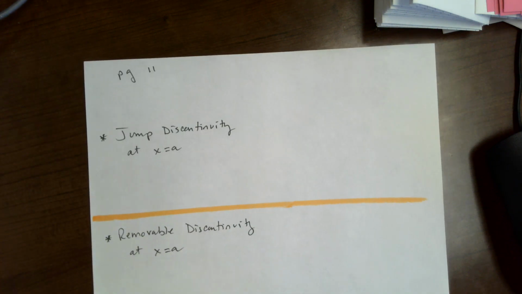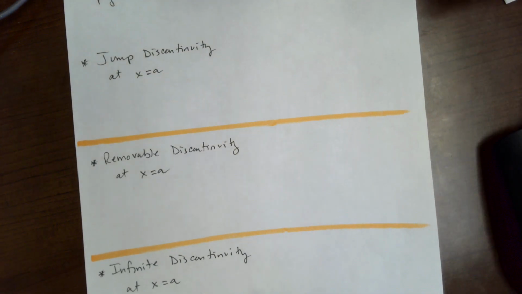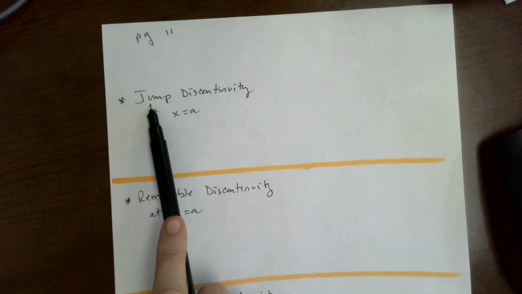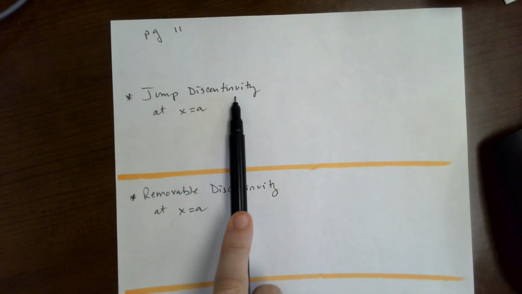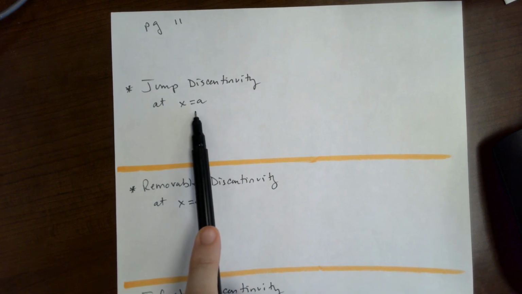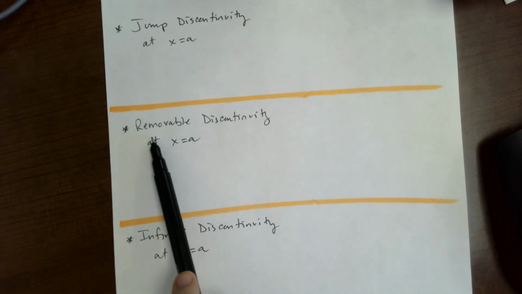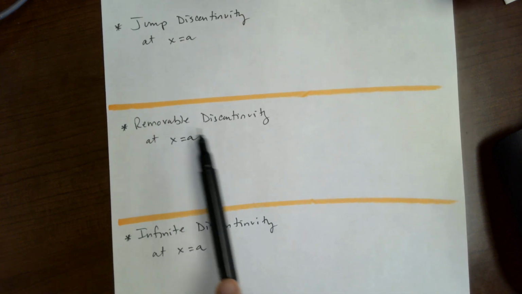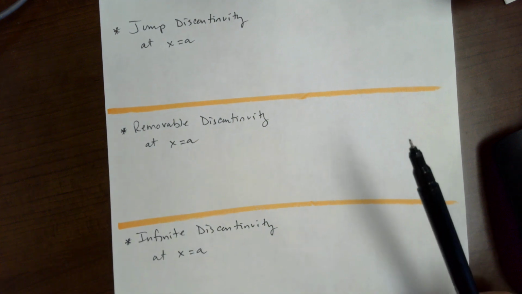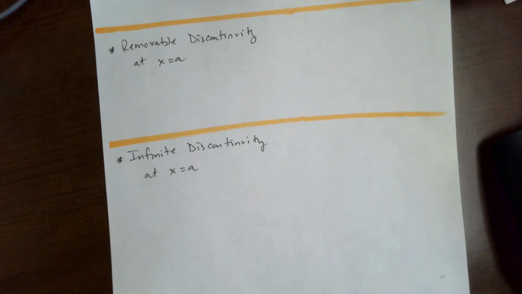All right, so this is page 11. Give yourself a moment just to write this down. We're going to have 3 sections. This first section, we're going to explain what it means for a graph to have a jump discontinuity at some x value, x equals a. The second type of classification will be what's called a removable discontinuity at x equals a. And then finally, we're going to have something called an infinite discontinuity at x equals a.